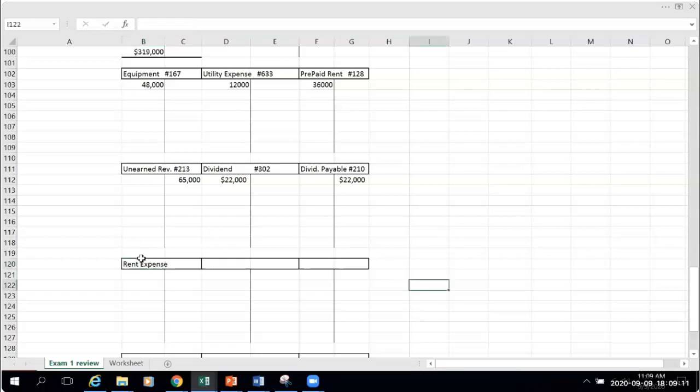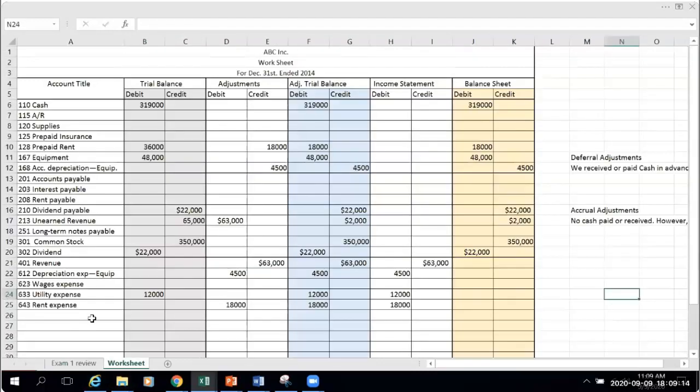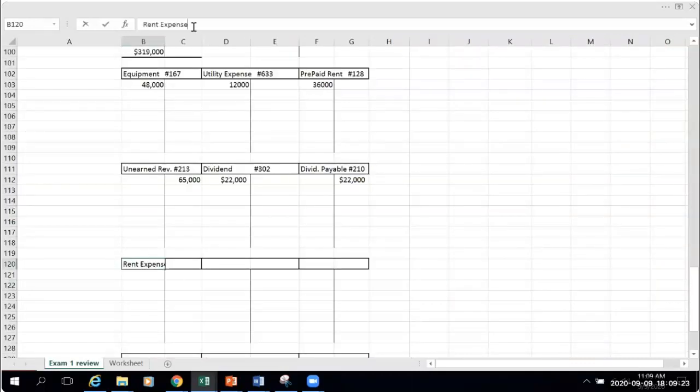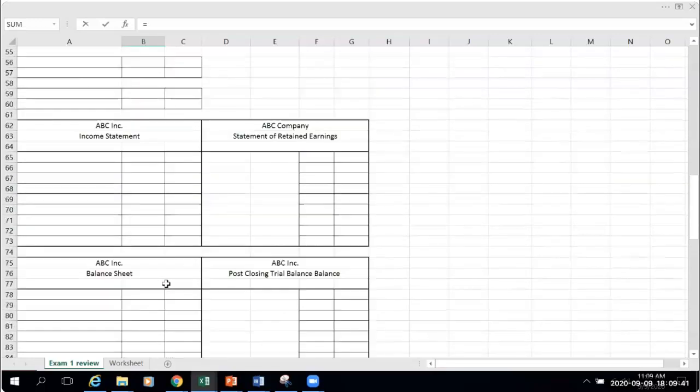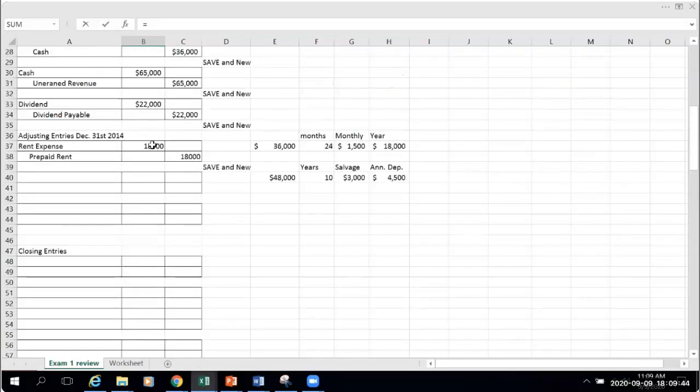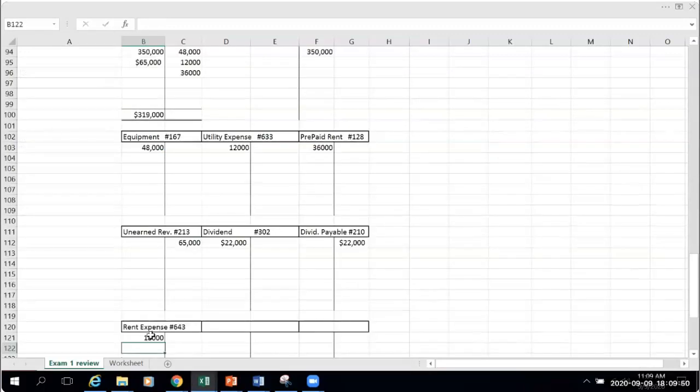What was the account number for rent expense? Let's go to worksheet. That was 643. So let me, 643, that's the account number. Okay. So rent expense, normal balance for any expense is debit, so equals to, let's look at the debit of my rent expense here. And enter. And all of a sudden, it's right there, and that's the formula, B37.